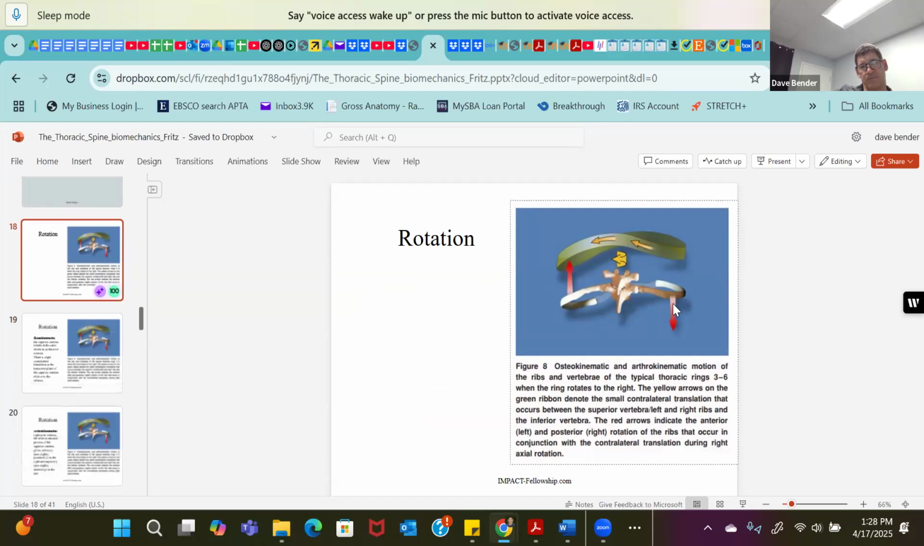Rotation. Now, with rotation, we're talking about each segmental motion, but that's where we start to get into the concept of the ring. And again, we're going to talk right rotation. If you look at right rotation here, she'll use this green ribbon to denote a small amount of contralateral translation that occurs between the superior segment and the inferior segment. And this is one that you'll see us in class use a traction technique for. These translations often get restricted.